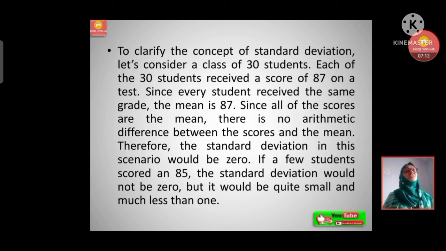To clarify the concept of standard deviation, let's consider a class of 30 students. Each of the 30 students received a score of 87 on a test. Since every student received the same grade, the mean is obviously 87. Since all the scores equal the mean, there is no arithmetic difference between the scores and the mean. Therefore, the standard deviation in this scenario would be 0. If a few students scored an 85, the standard deviation would not be 0, but it would be quite small and much less than 1.